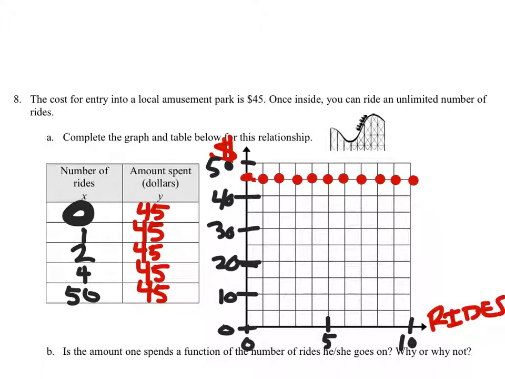So is the amount one spends a function? Yes, it is. Because if you go on 10 rides, you would know what you would pay. They're not going to charge you differently at different times.